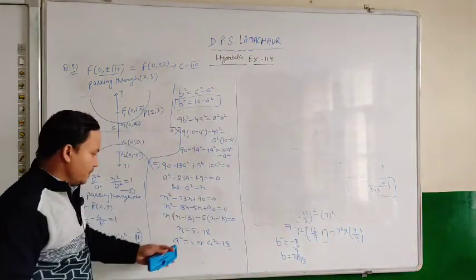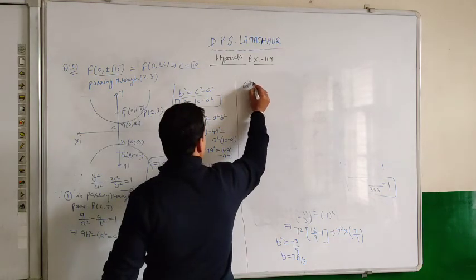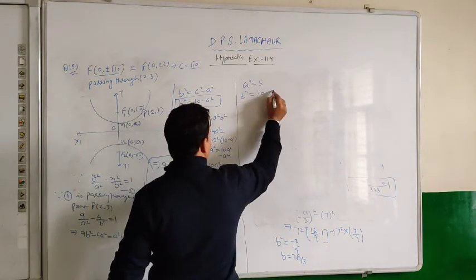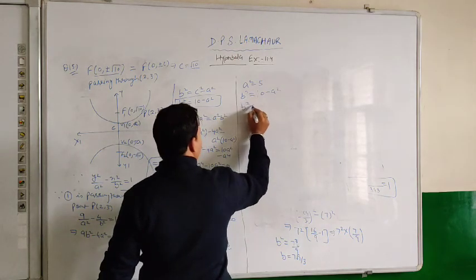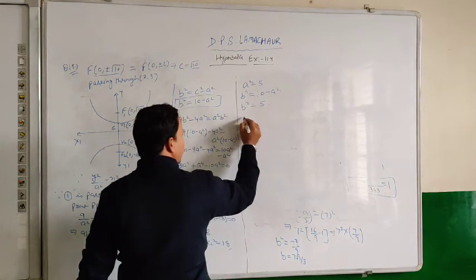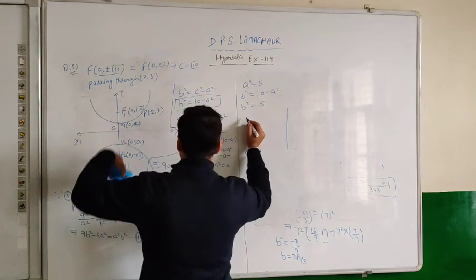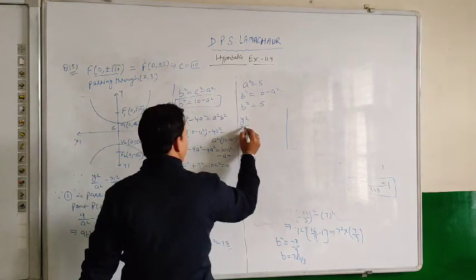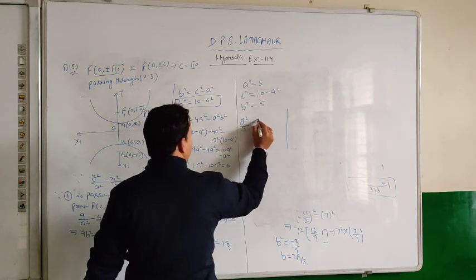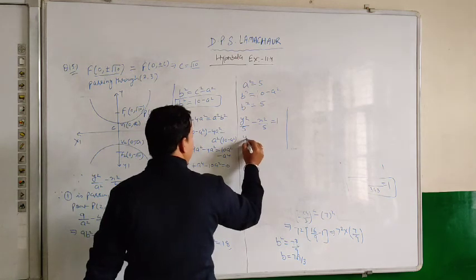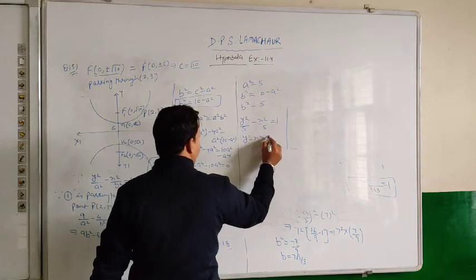Now if you are taking a square as 5, then b square is equal to 10 minus a square, that is b square will be again 5. So in this case we will get the equation as, since our hyperbola is symmetric about the y axis, it will be y square upon a square, that is 5, minus x square upon b square, that is again 5, is equal to 1, or you can say y square minus x square is equal to 5.